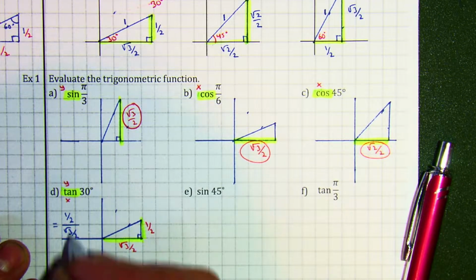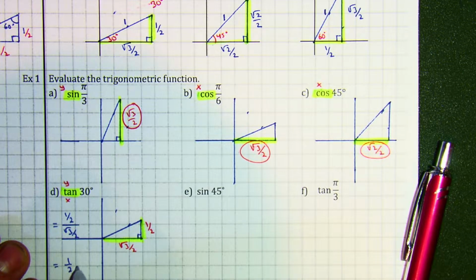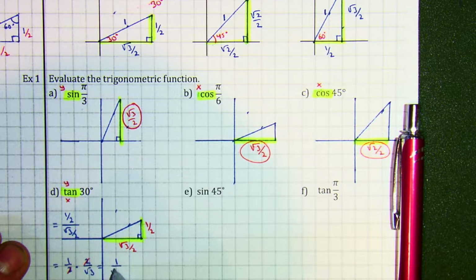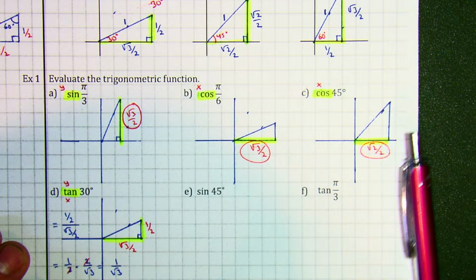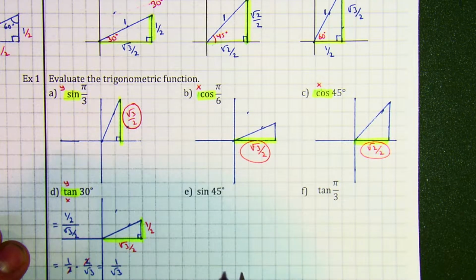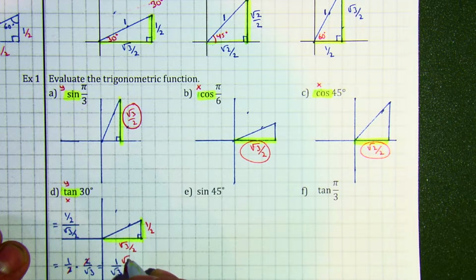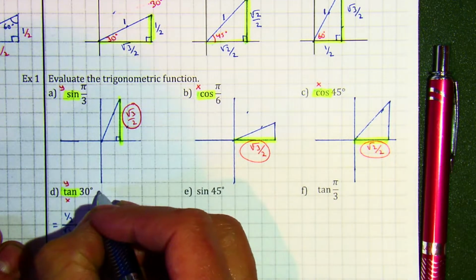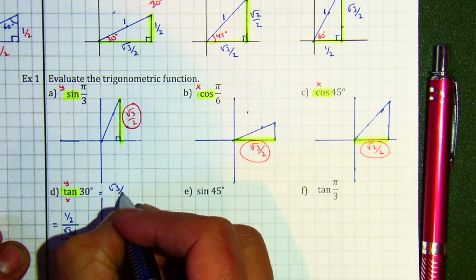I'm going to change my division to multiplication. It will be 1/2 multiplied by the reciprocal. It will be 2 over square root of 3. My 2's cancel. So therefore, it will be 1 over square root of 3. And I need to be able to rationalize my denominator. Square root of 3 is an irrational number, and I do not want irrational numbers in my denominator. So I'm going to rationalize my denominator. And that gives me square root of 3 divided by 3. So tangent is equal to square root of 3 divided by 3.